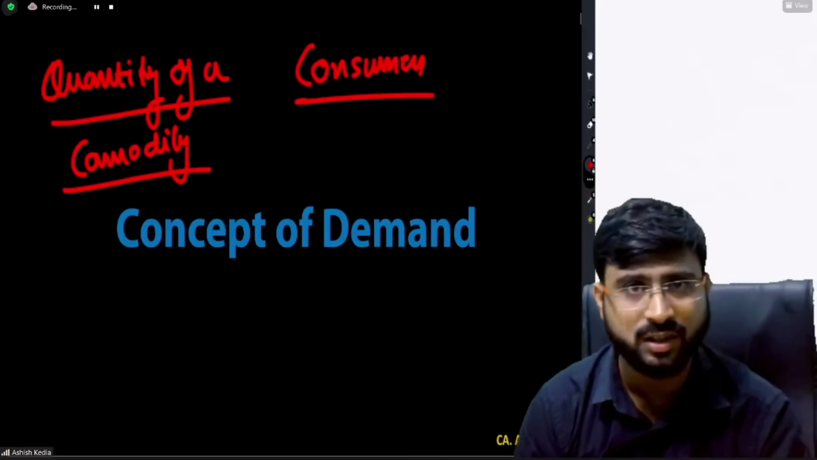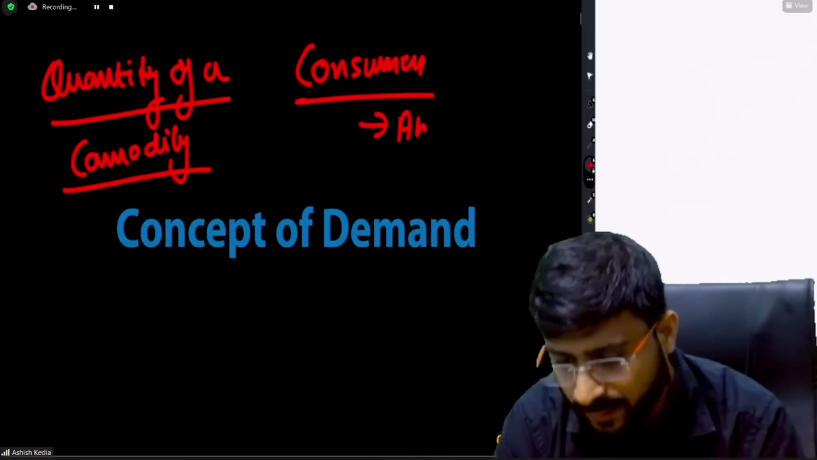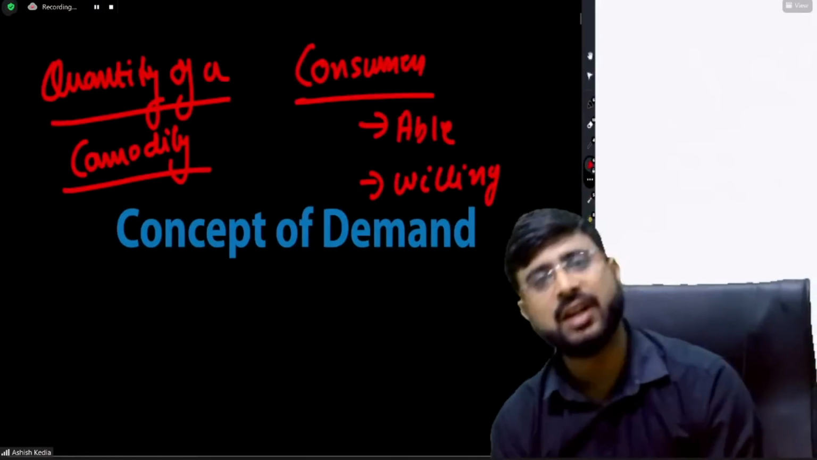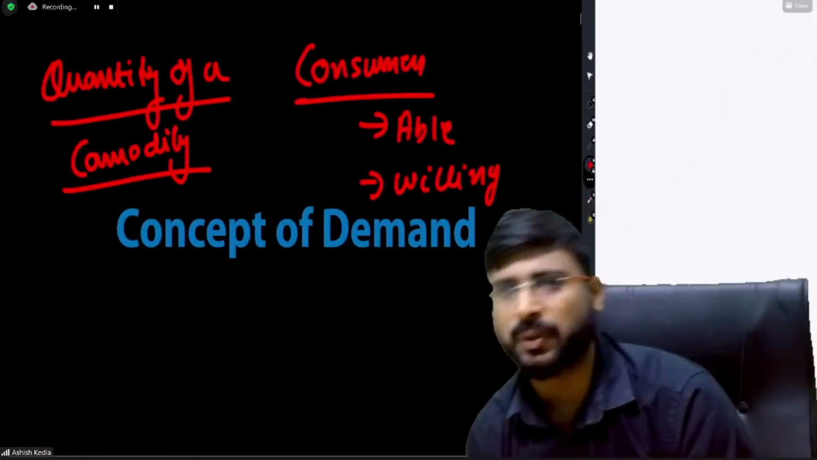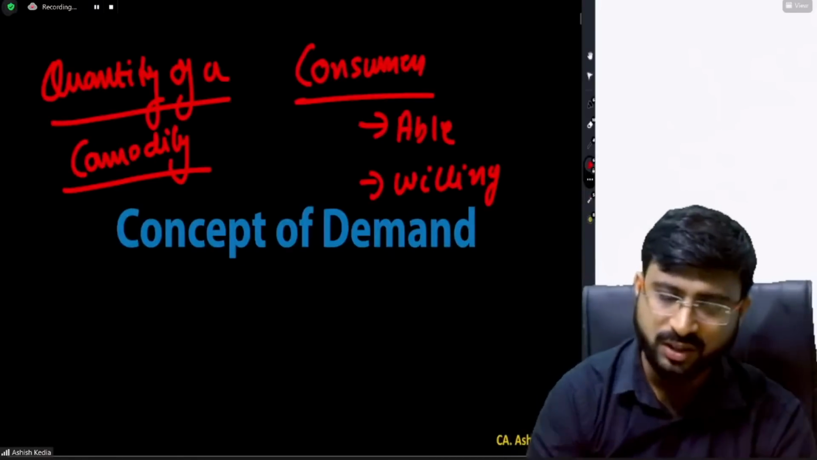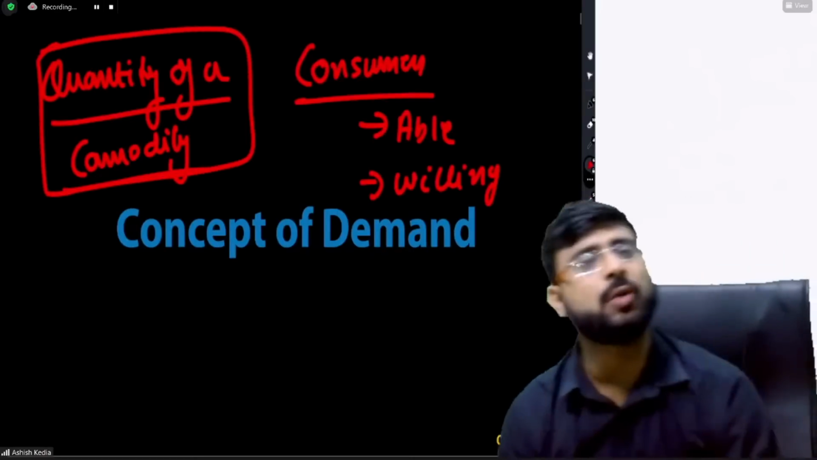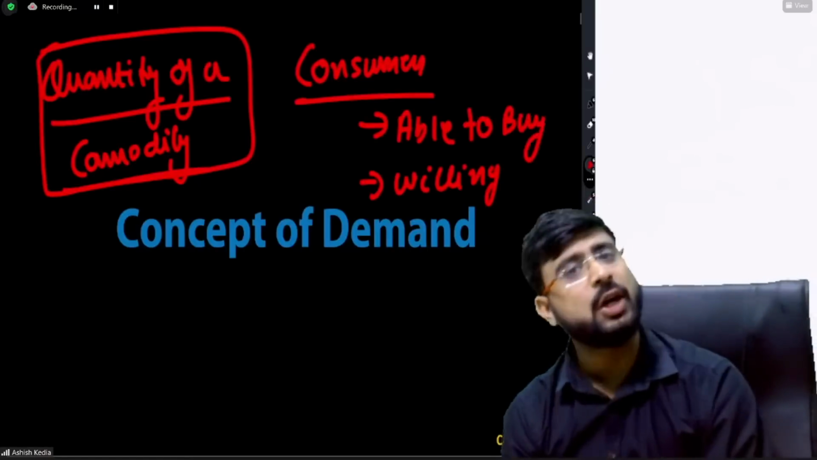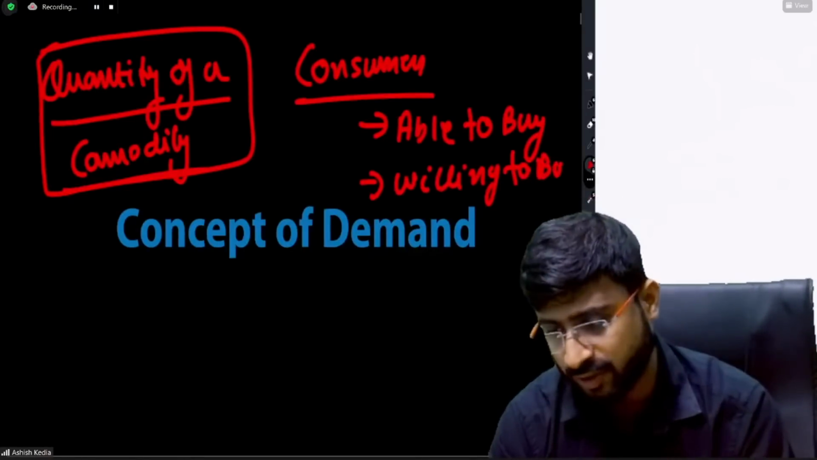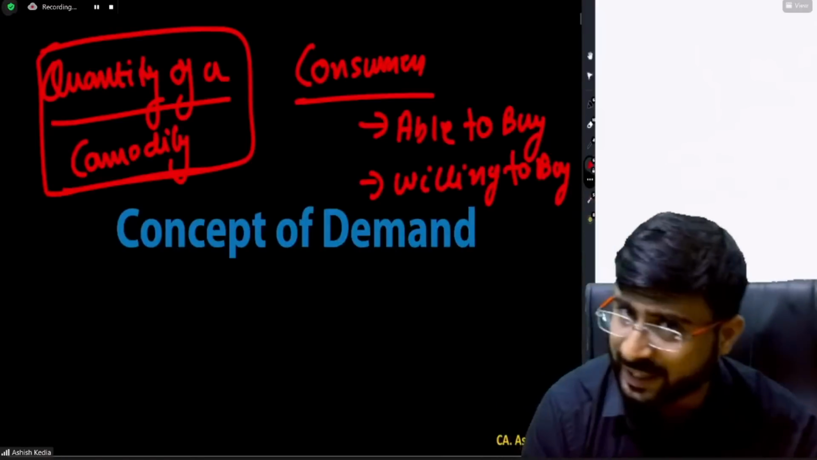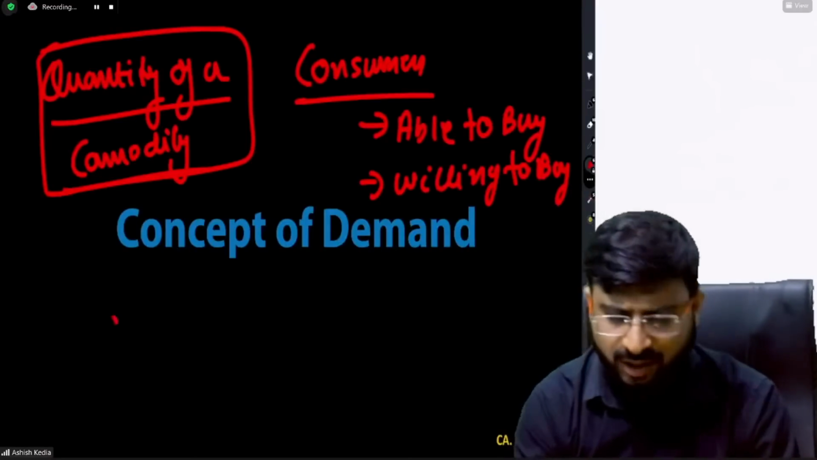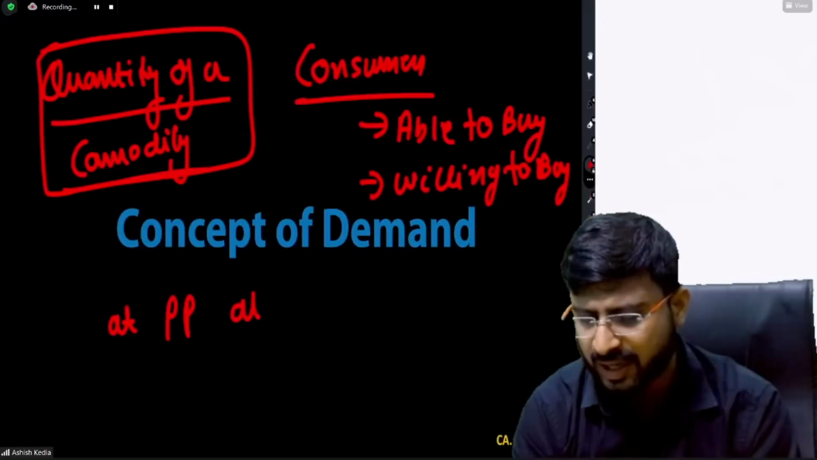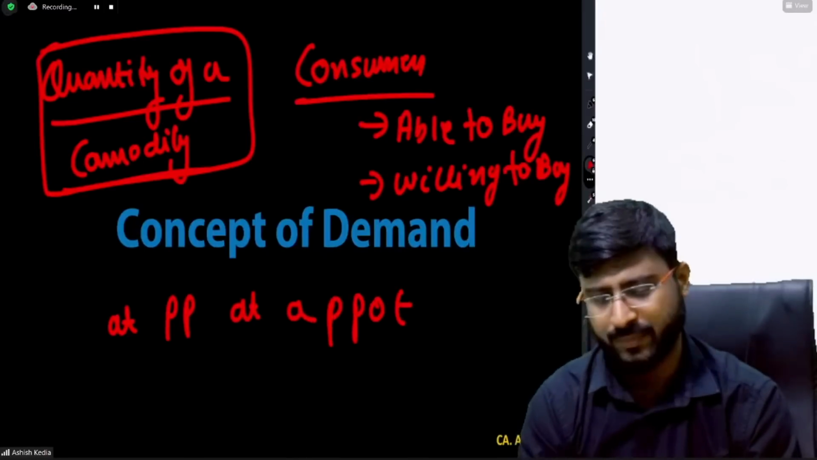Now there are two things here, everyone. Demand refers to the quantity of a commodity which the consumers are both able and willing to buy at a particular price at a particular point of time. Both should be there at different prices. Generally, we talk about an individual price at a particular price at a particular point of time.